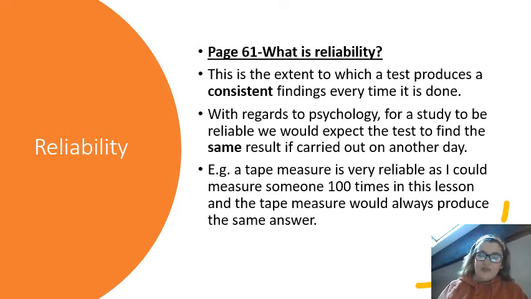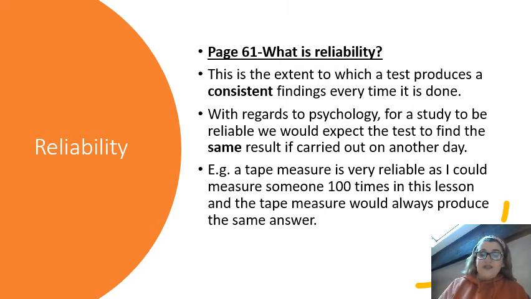So it's the extent to which a test produces a consistent finding every time it's done. So reliability is about consistency. You will get the same results again and again and again. So if we carried out the ASH research with people who don't know about the ASH study, we would get similar findings. For example, there I've put a tape measure is very reliable, so I could measure someone in the class 100 times and I should get the same answer.